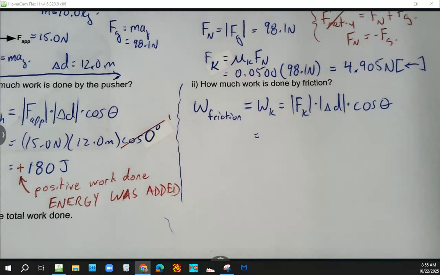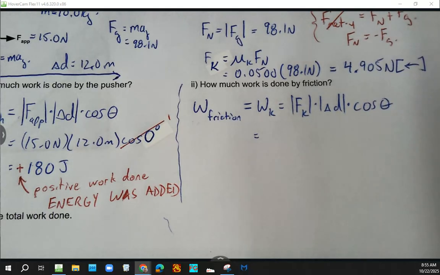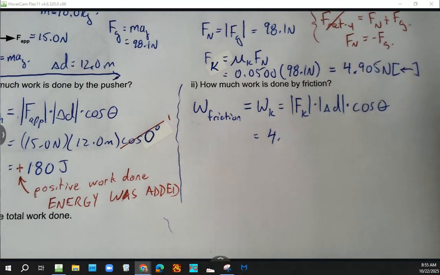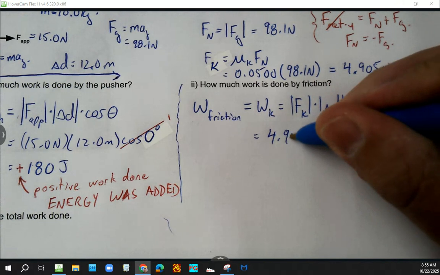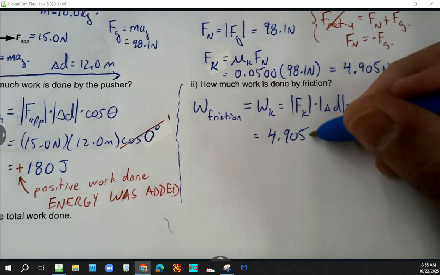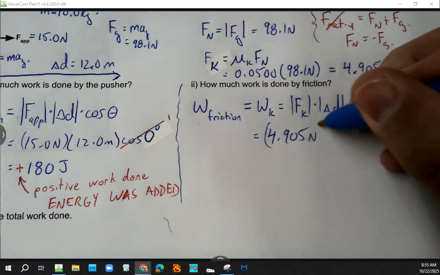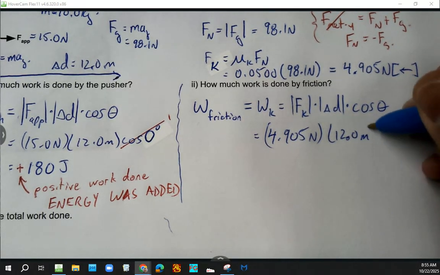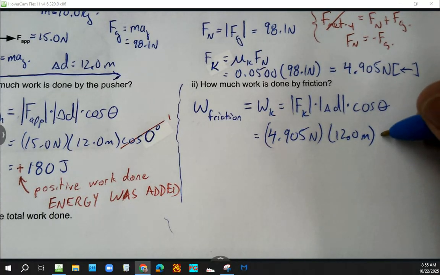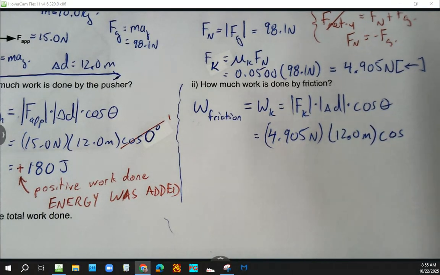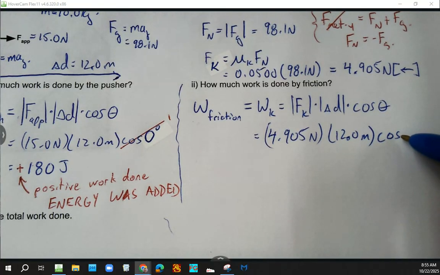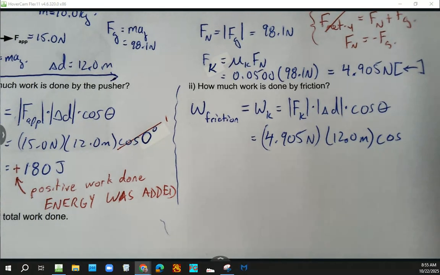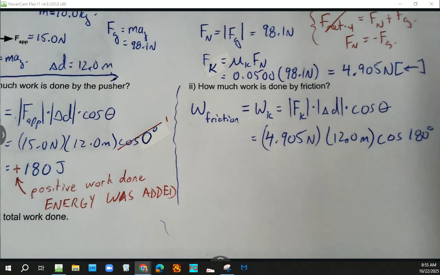So I put in my F K, and my F K we already said was 4.905. Now notice that wasn't really rounded. That turned out to be an exact value. 4.905 newtons, absolute value, times displacement, still 12.0 meters. Sadly, I can't do this math in my head, but cosine of theta, what's the theta value? 180, yeah, 180 degrees. Now, according to my unit curve, cos of 180 degrees is? negative 1.